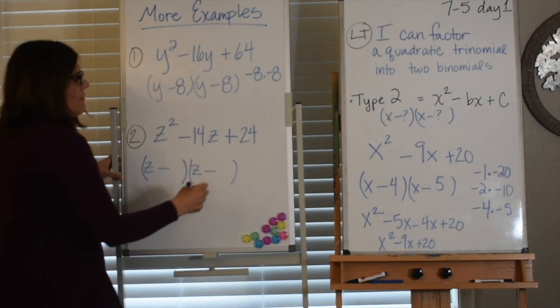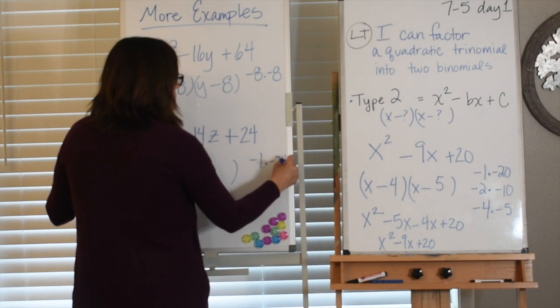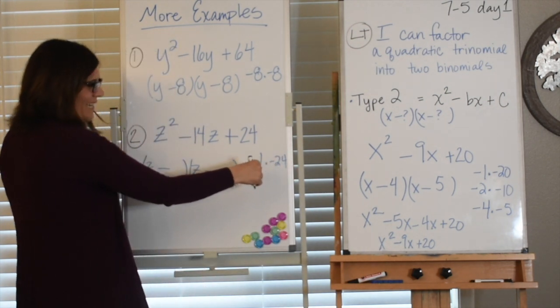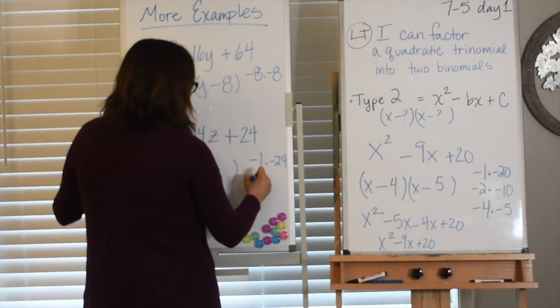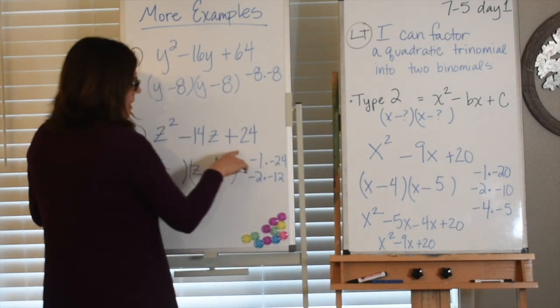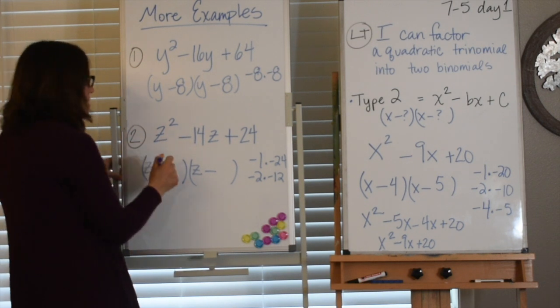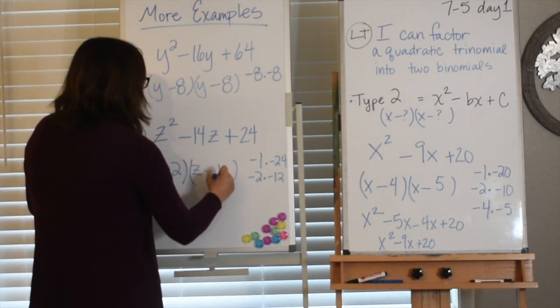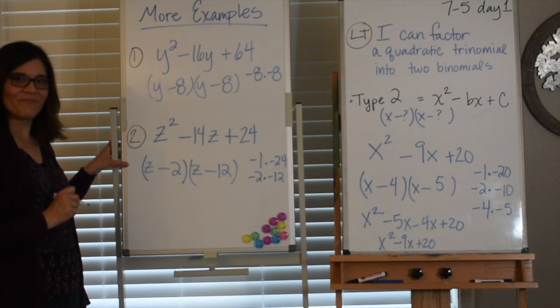And I'm going to start looking at my factor pairs. So negative 1 times negative 24 is positive 24. But when I add those together, I get negative 25, which isn't that. Negative 2 times negative 12 is positive 24. And when I add those together, I get negative 14. There is my correct factored form.